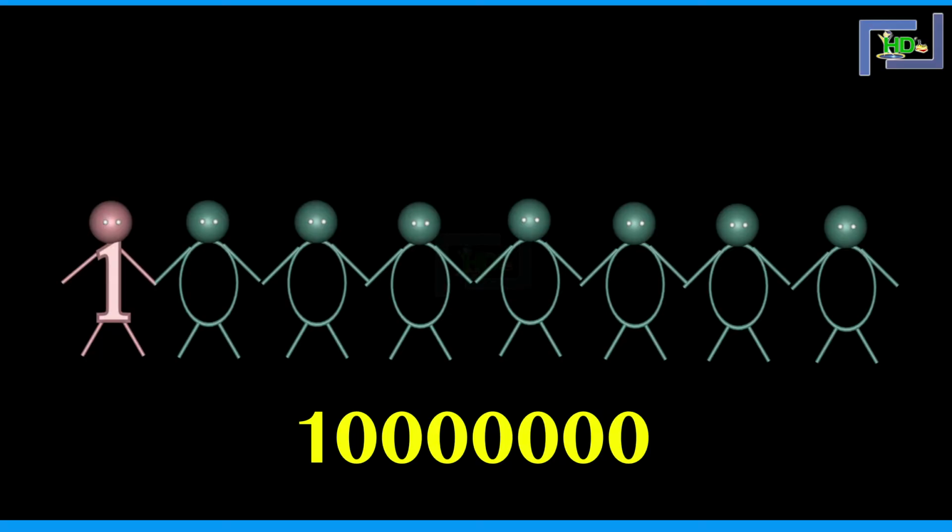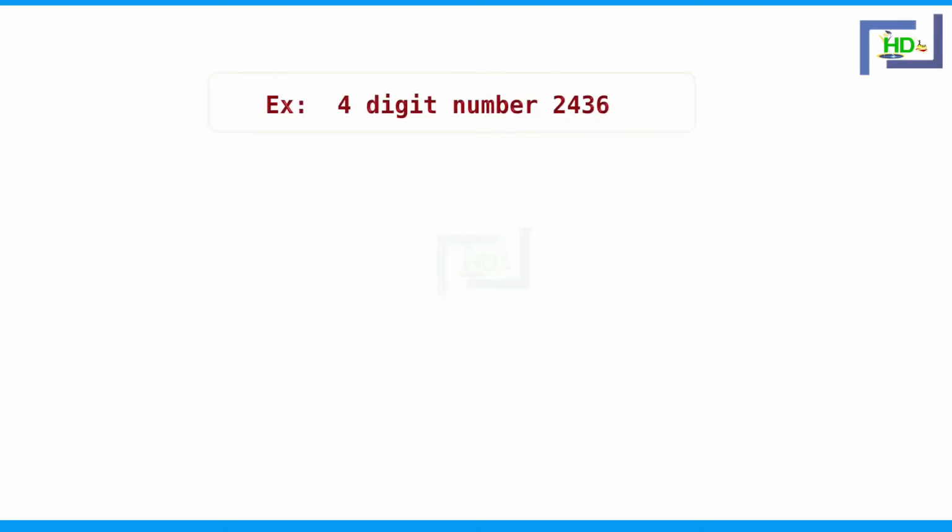For example, consider a 4-digit number, 2436. If we observe this number, here the number 6 is in 1's place. Therefore, its value is 6 into 1, that is equal to 6. Here the number 3 is in 10's place. So its value is 3 into 10, that is equal to 30.